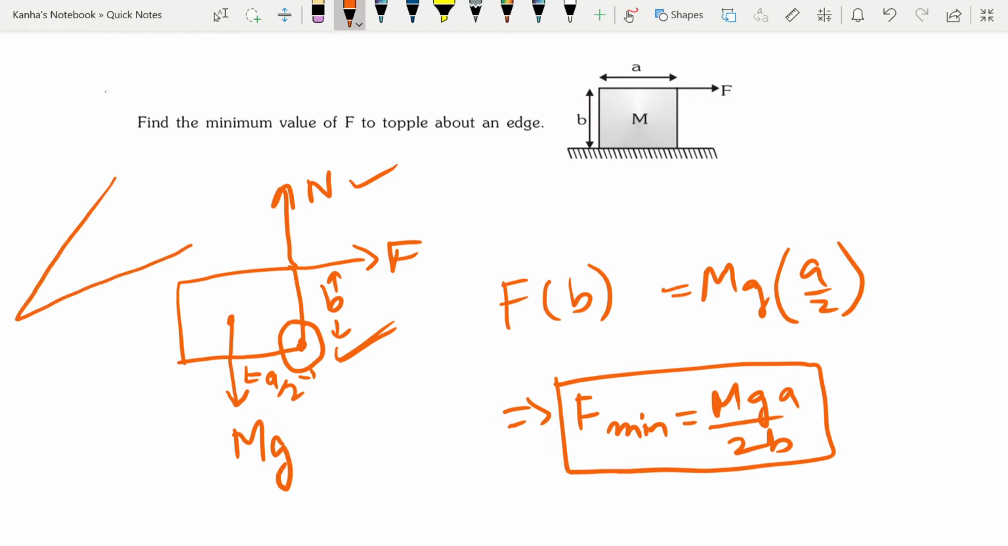You can be given a wedge on which some object is going down, and then they ask you what is the force, or what should be the angle here, so that this object topples. So there also what you need to do is make the normal reaction along one of the edges, then find the torque about a position such as this, and then balance the torques on both the sides and find the relation.